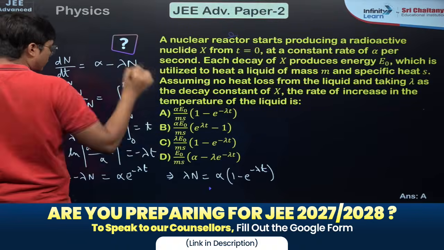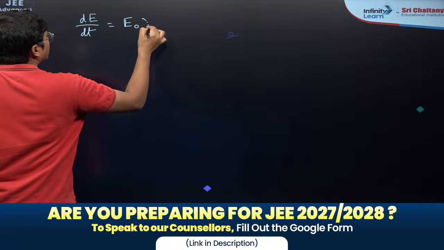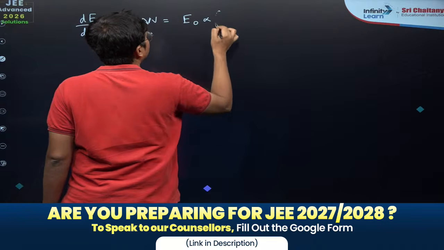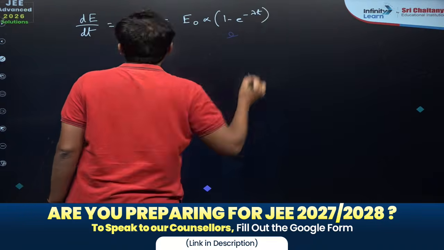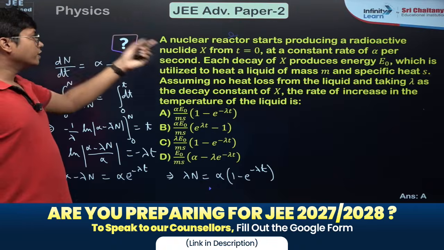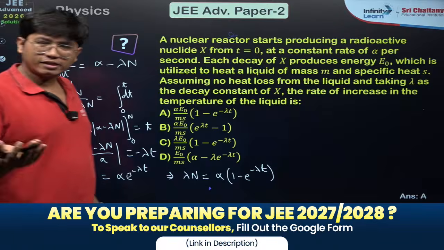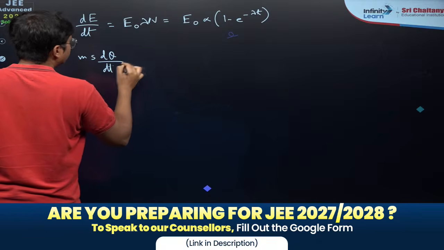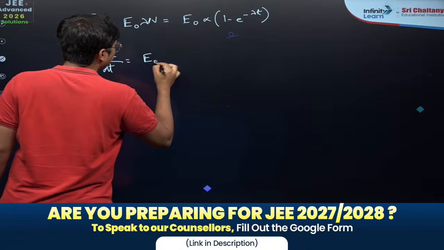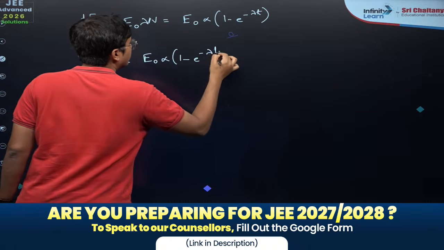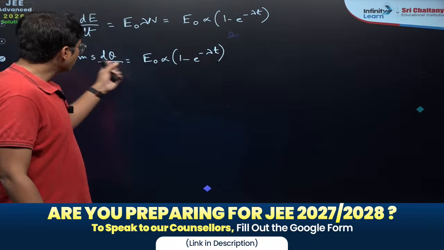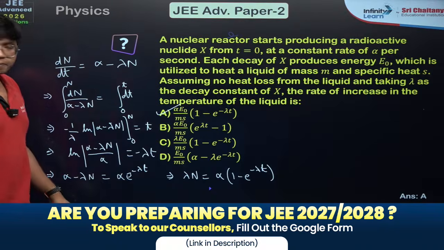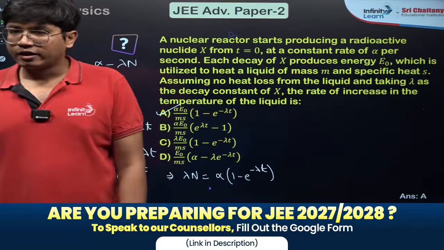The rate of production of energy is just E naught lambda n, which is E naught alpha into 1 minus e to the power minus lambda t. Now over here we know this energy is eventually going to heat up the body, which is energy is ms d theta. So d theta dt, that is equal to, my bad, E naught alpha 1 minus e to the power minus lambda t, divided by ms. Now d theta dt is what you're looking for. Put the ms down below, so E naught alpha by ms into 1 minus e to the power minus lambda t, option A. Okay. Let's move to our next one.